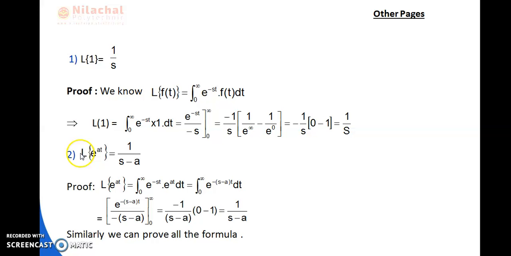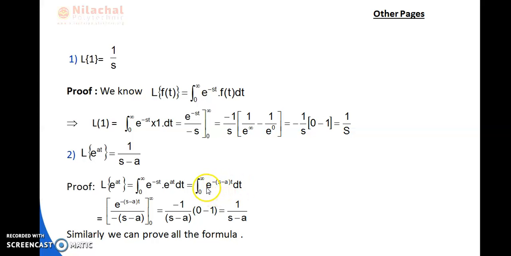You have to remember it as a formula, and this is the procedure for how Laplace of e to the power at equals 1 by s minus a. Again, this is your f of t. We will apply this function in the definition, integration 0 to infinity e to the power minus st f of t dt, and here f of t is e to the power at, that's why we are writing e to the power at dt. Both are powers of e, so taking common, it becomes e to the power minus of s minus a into t dt.